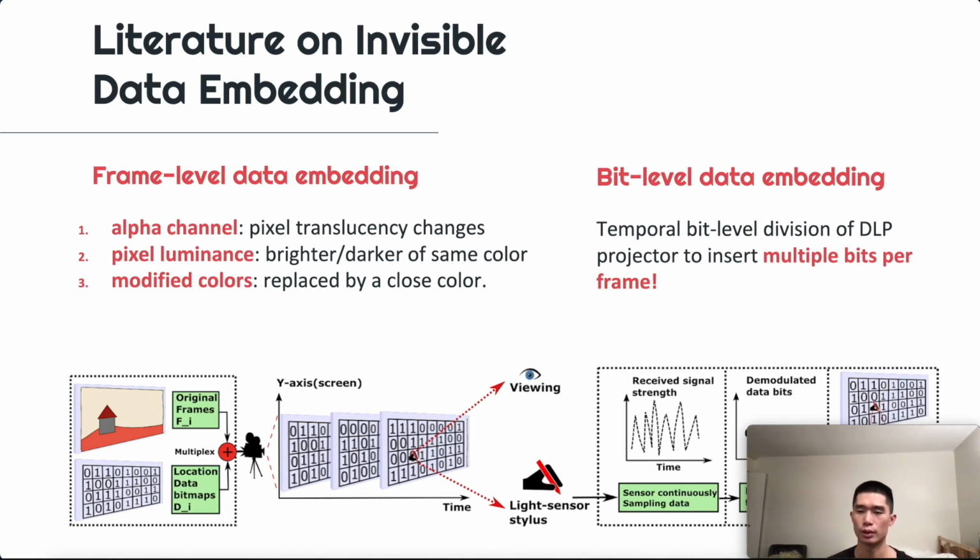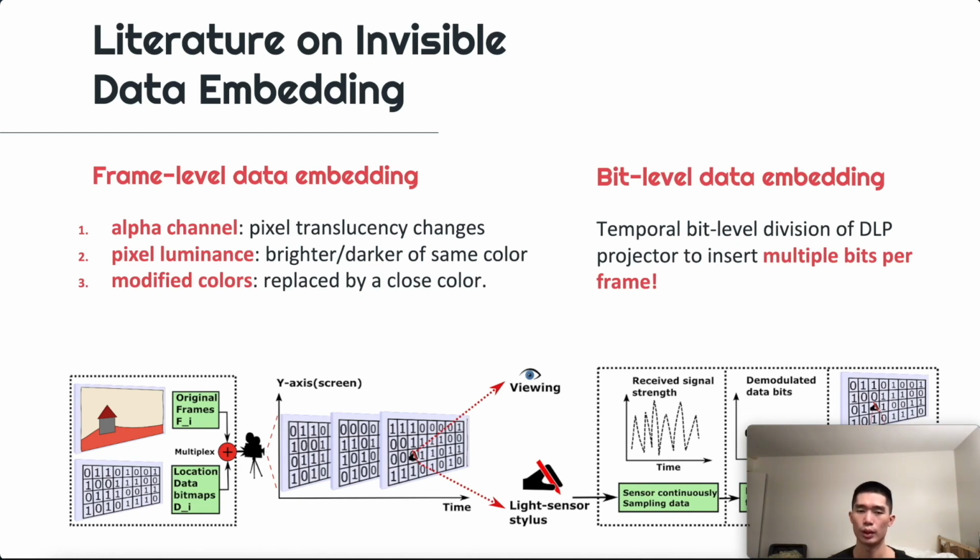The existing literature can be largely categorized into 2. The first category, as I was mentioning just now, uses what we call frame-level data embedding, which basically embeds an opposite and complementary signal in every 2 consecutive frames. Specifically, it can be through alpha channels, pixel luminance, or even using a modified color, which means a color that is different but still pretty close to the original color. A pretty big drawback of this approach is that each frame is only able to encode 1 bit, because it's either 1 or 0.